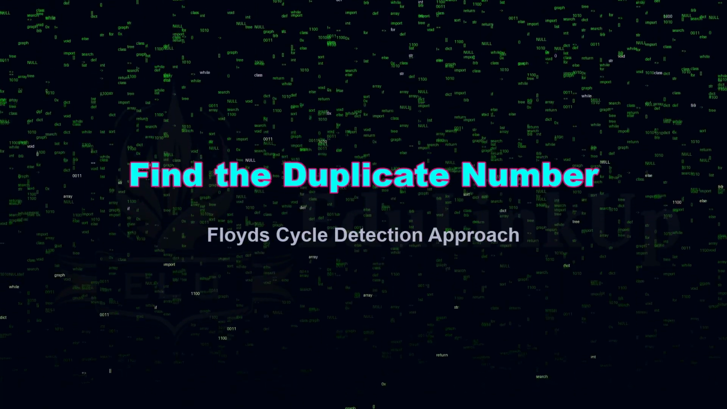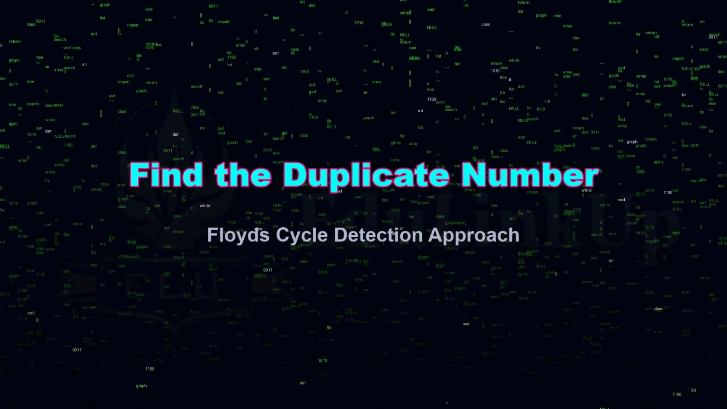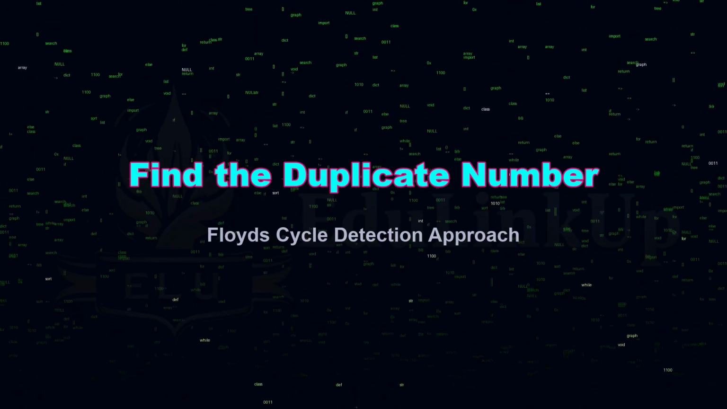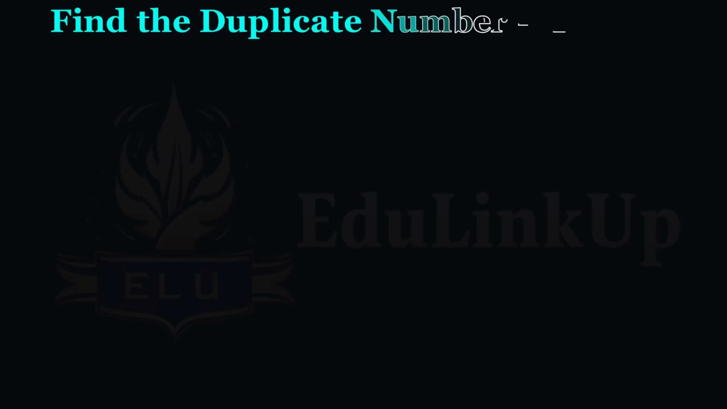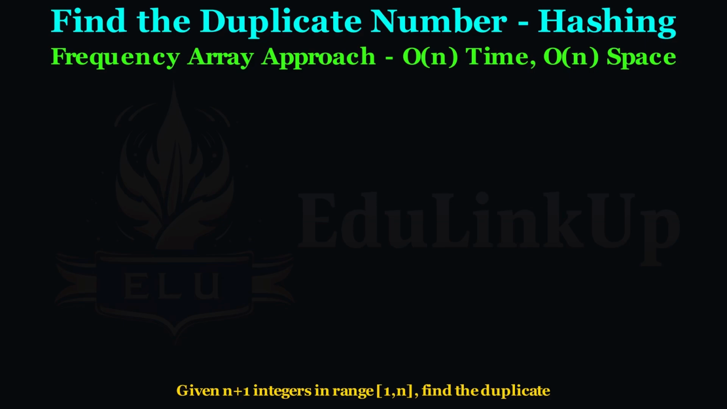We will solve this two ways. First with a frequency array in O of n time and O of n space, then with Floyd's tortoise and hare algorithm in big O of n time and big O of 1 space. The problem states that given an array of n+1 integers where every value is between 1 and n, exactly one number is repeated. Find it.